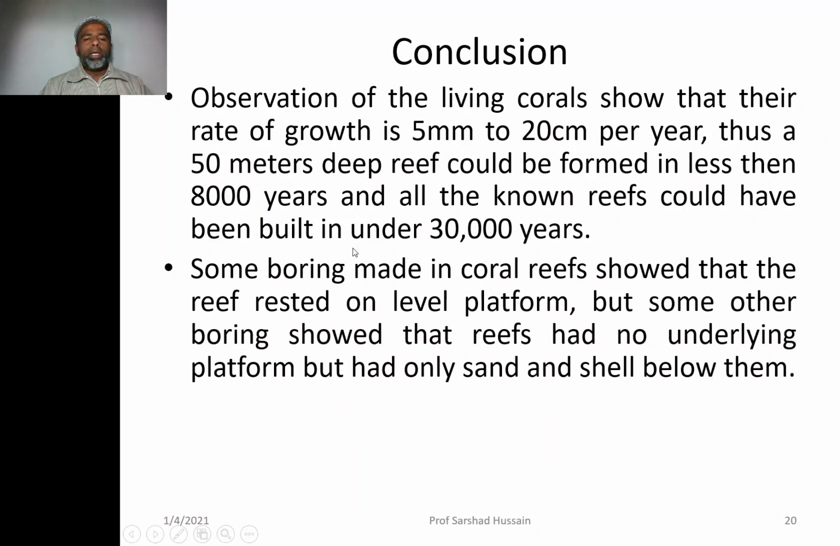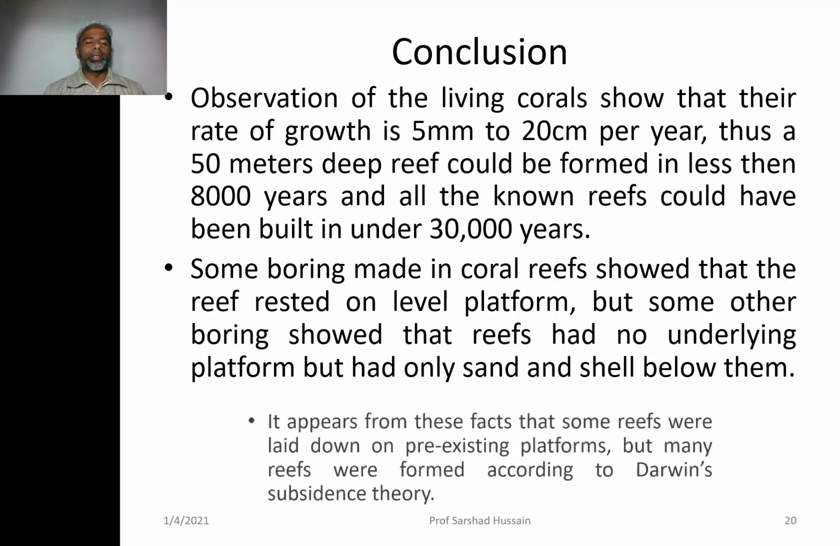If you make a boring into the coral reefs, you may find a platform on which they rested when the surface was exposed. That very surface was exposed. But sometimes the boring of reefs shows that there is no underlying platform of land. It is because it was present earlier, but because of the subsidence of the island, you may not find the platform of the earth or the substratum on which the coral reefs grew earlier.